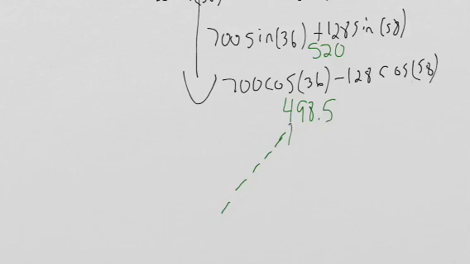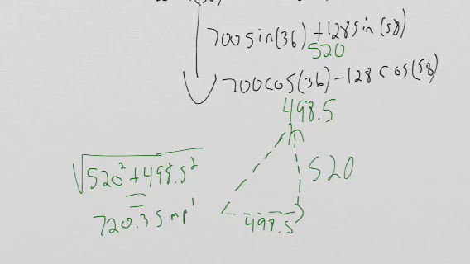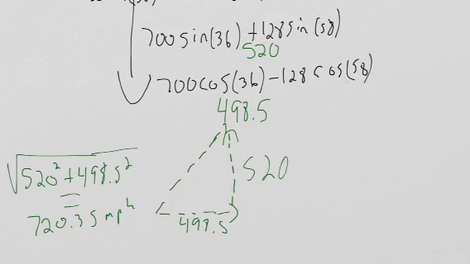There's our new plane vector. And then this is our 498.5, and then this is our 520. So then if we Pythag this, we're going to get our new magnitude. So it's the square root of 520 squared plus 498.5 squared, and that's equal to 720.35 mph. So the plane is now going about 20 miles per hour faster than it was going initially because of this wind, but it's also going to have a changed angle.